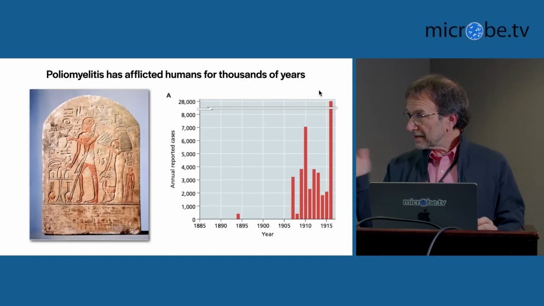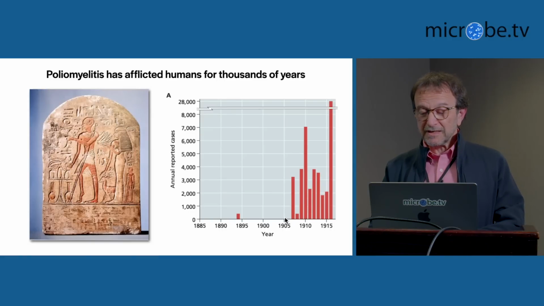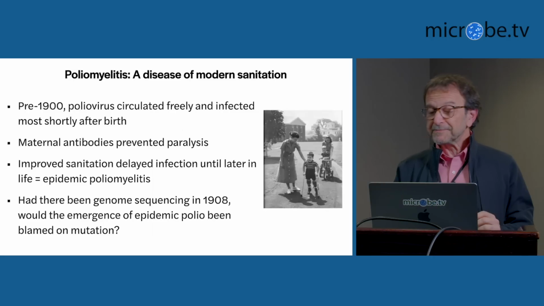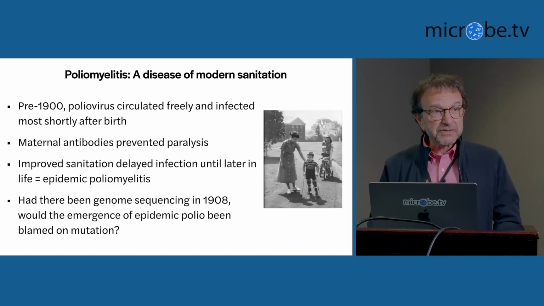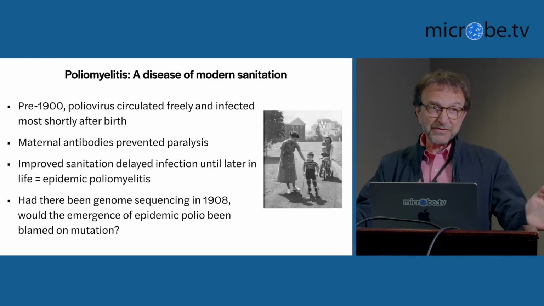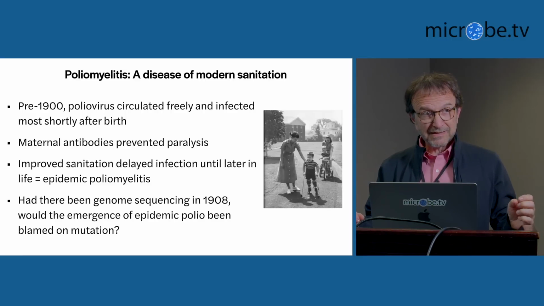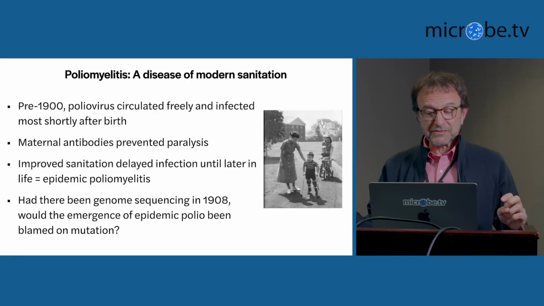That changed at the beginning of the 1900s when suddenly the infection became epidemic. It occurred in outbreaks of increasingly large numbers, as you can see here. And eventually it was sorted out that this is because of the development of modern sanitation. Before 1900, the virus circulated freely. Every infant was infected shortly after birth. Feces were everywhere. And then, of course, in 1900, the greatest invention of humanity, the toilet and sewers, removed fecal material from the early years of life.